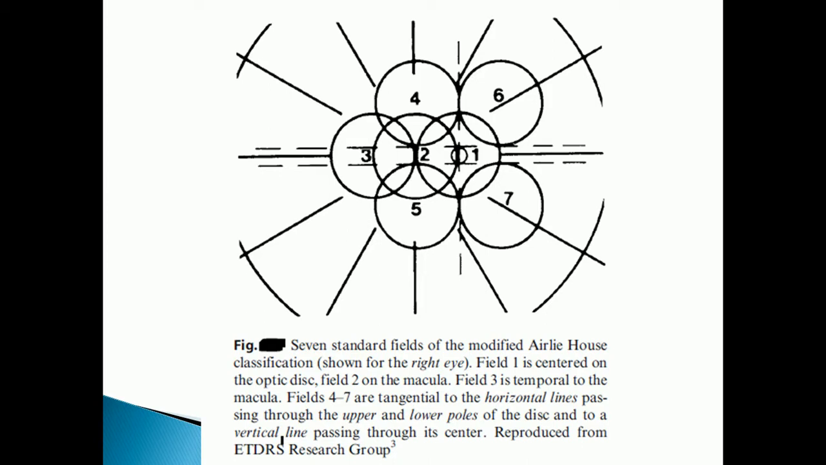This is a fundus diagram showing the various fields used in the Airlie House classification. The standard field 2 was centered around the fovea, 4 and 5 were immediately above and below it, 3 and 1 were temporal and nasal to the fovea, and 6 and 7 were inferonasal and supranasal to the disc.